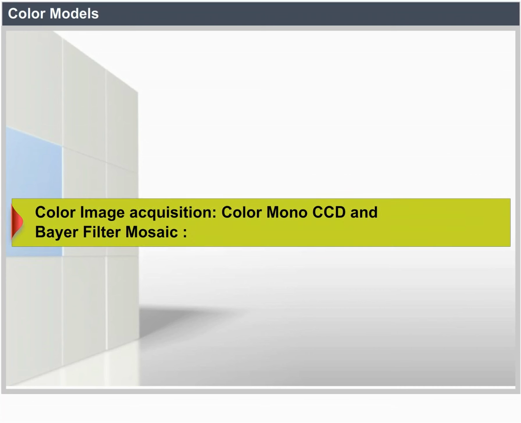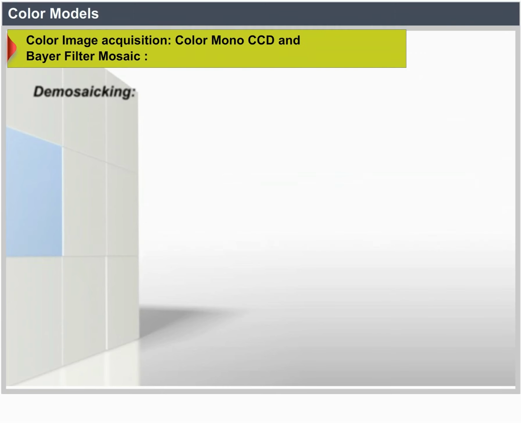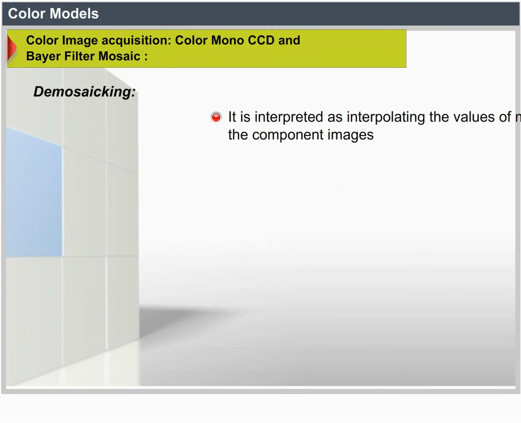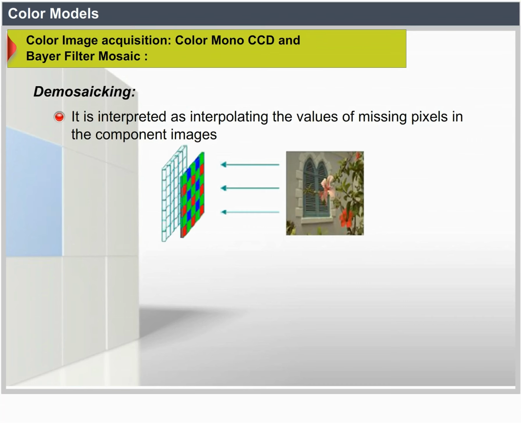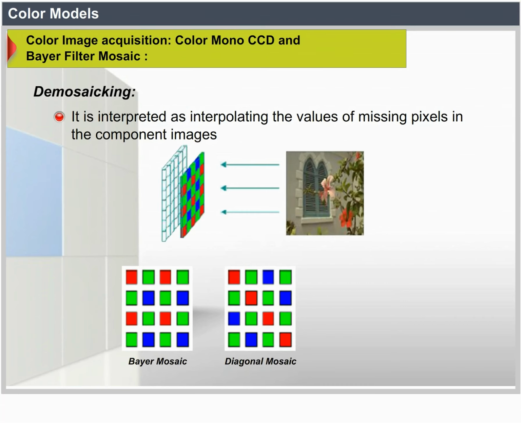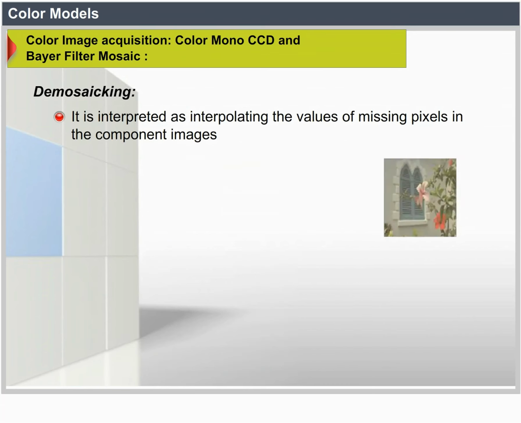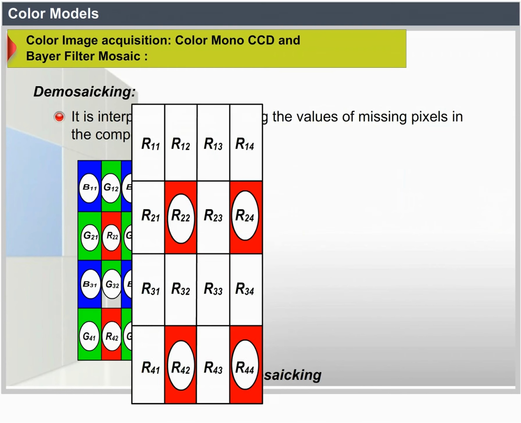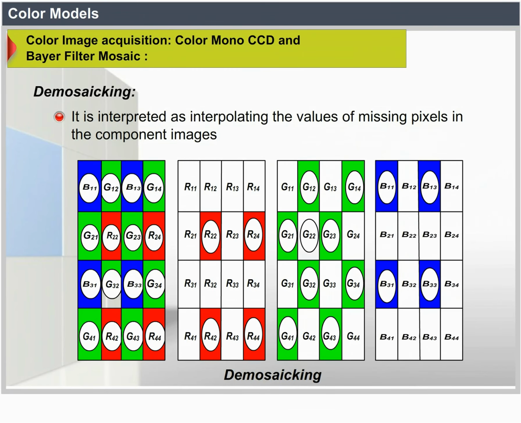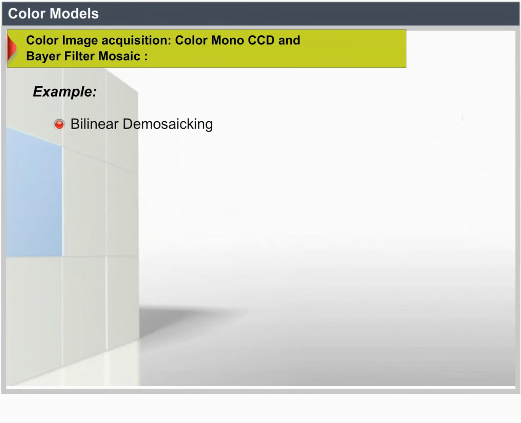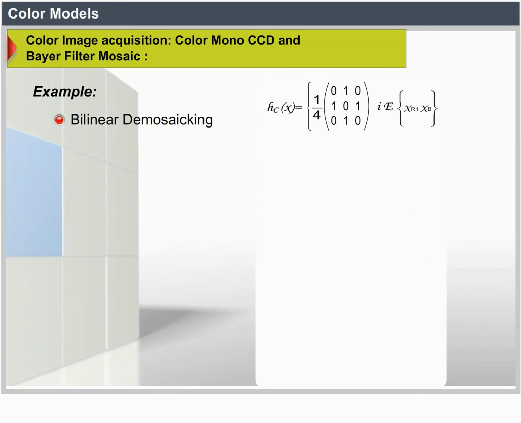Color image acquisition: color mono CCD and Bayer filter mosaic. Demosaicing: interpolating the values of missing pixels in the component images. The matrices of demosaicing are shown on the screen.